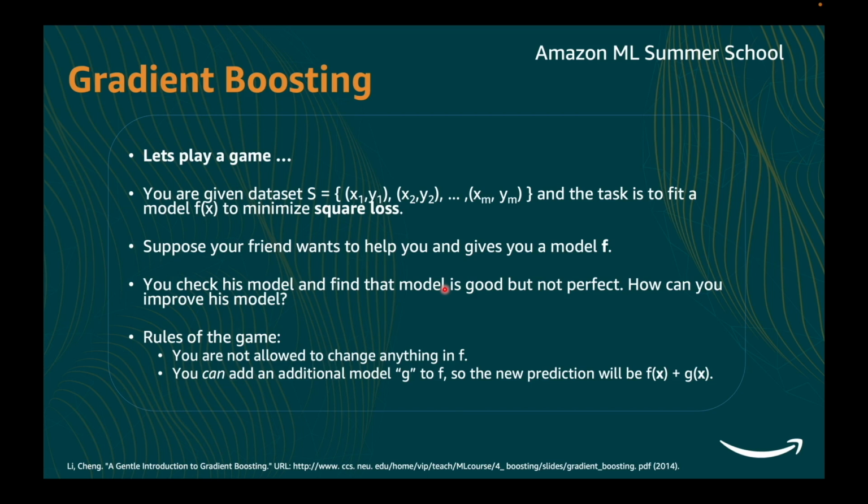Now, to solve this problem, suppose your friend wants to help and they give you a starting model f. You see the model's outputs and you see that it is good. It has a low square loss, but it's not perfect. So how do you actually improve this model? You're not allowed to change the model your friend gave you at all, but you can add a new model g to the output, such that instead of predicting f of x, you're predicting f of x plus g of x as your final regression output.